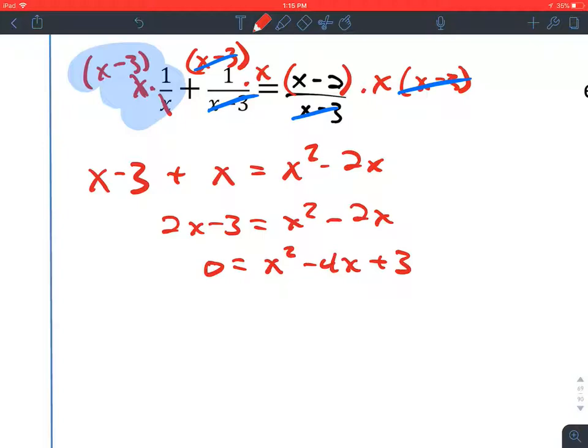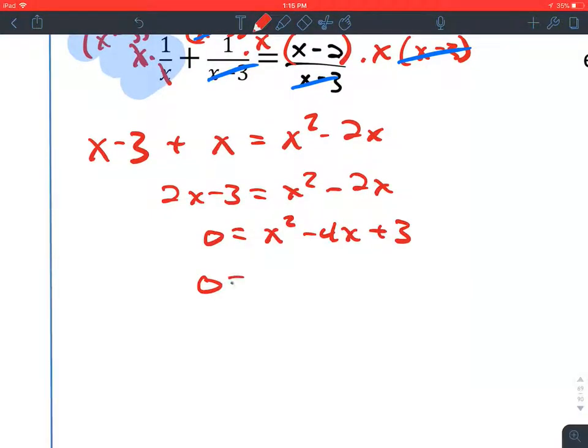This is a trinomial. Lead coefficient is a 1, so I don't have to do anything fancy here. It just factors into two binomials. I need two numbers that multiply to get 3 and add to get negative 4. And those numbers are going to be a minus 3 and a minus 1. Negative 3 times negative 1 is positive 3. Negative 3 plus a negative 1 is a negative 4.